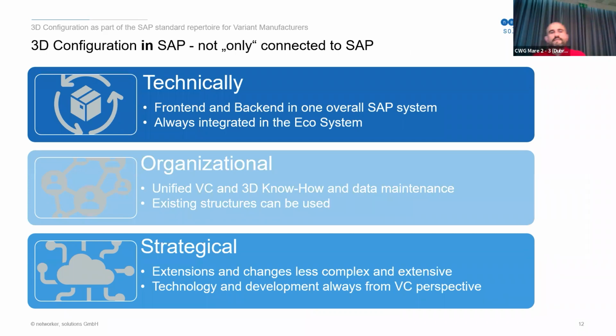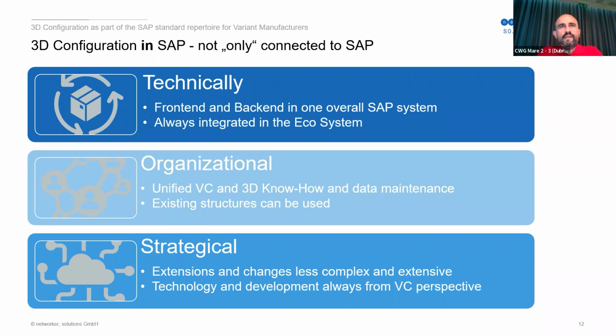So it's not only connected to SAP as in the past, when I was sitting on that side of the table and we were connecting our 3D configurator to SAP, but now I'm talking about 3D configuration in SAP. What does this mean? This has different elements in it. First one, there's a technical side of things, meaning of course, a pro argument: the front end and back end are in one overall SAP system. So we don't have an external front end, which is developed maybe in its own language or technology.